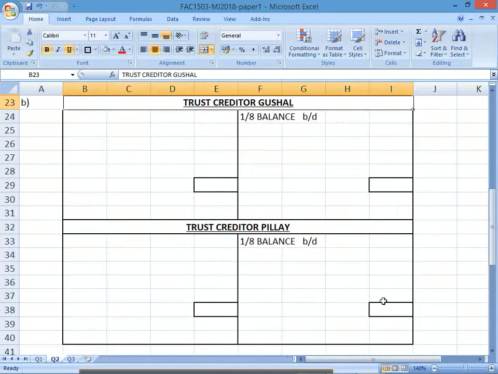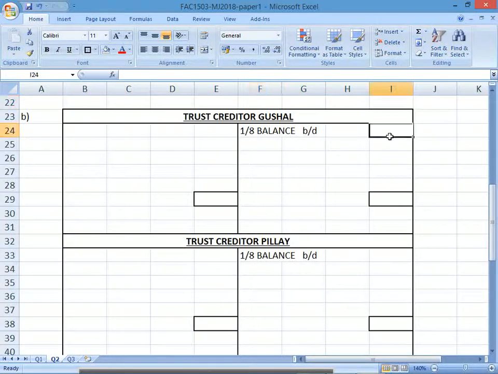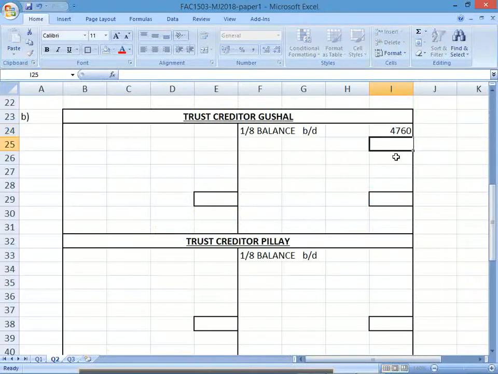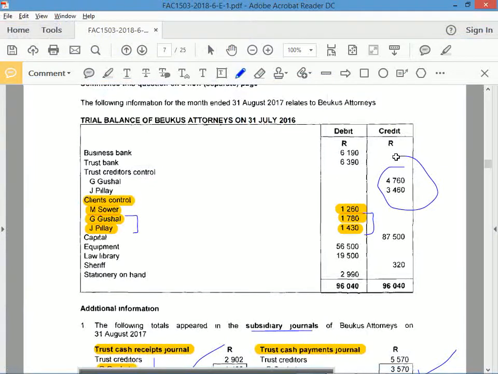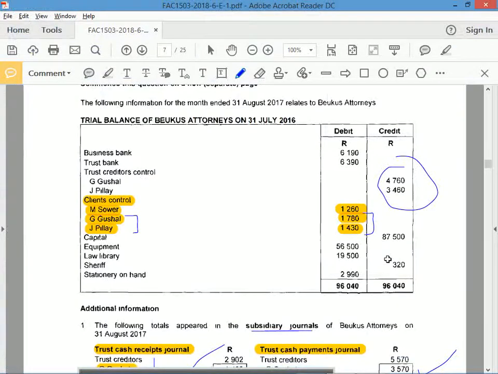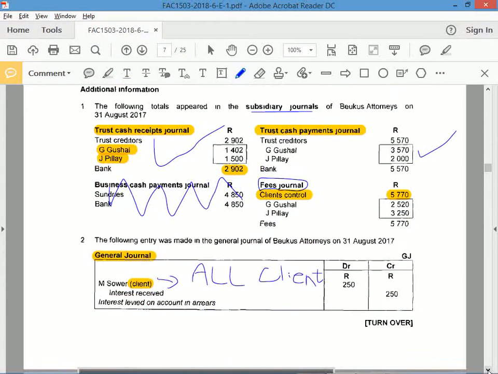Let's get these two. Trust creditor Gushal, how much does he have? There. We need those amounts, those two. 4760. And the other guy, 3460. Okay, those are liability accounts, credit balances. Okay, so we've looked at that. We need the journals.